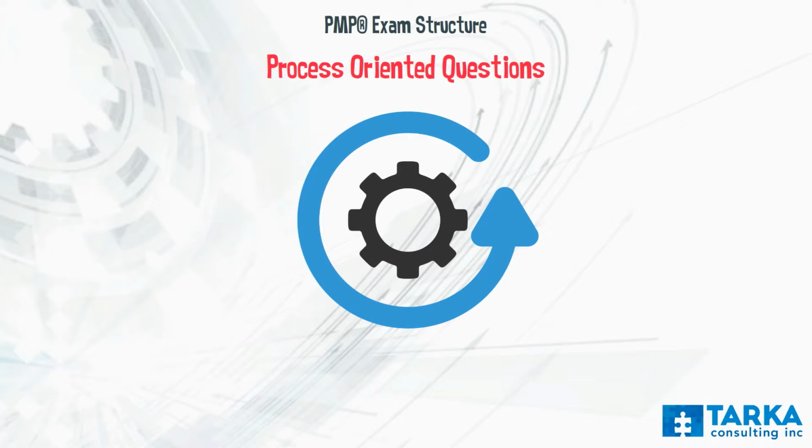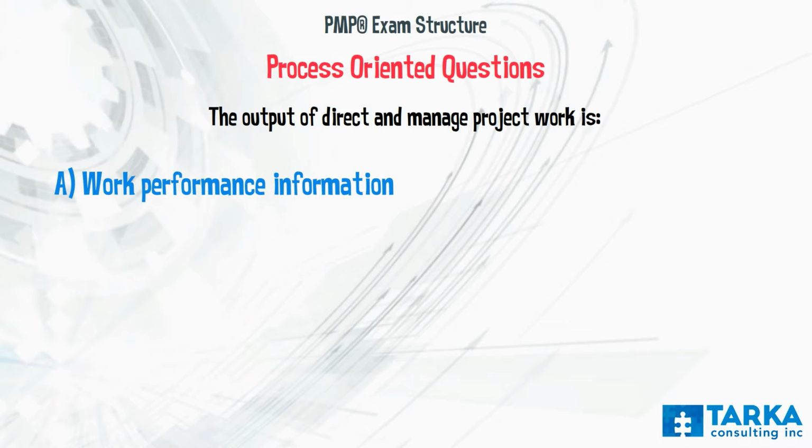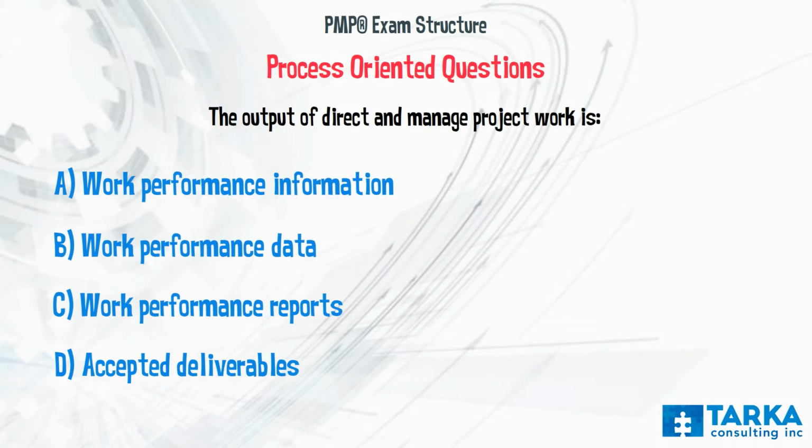The next most common type of questions are process-oriented questions. Here's an example of a process-oriented question. The output of direct and managed project work is A. Work performance information. B. Work performance data. C. Work performance reports. Or D. Accepted deliverables. In this case, the answer is B. Work performance data.